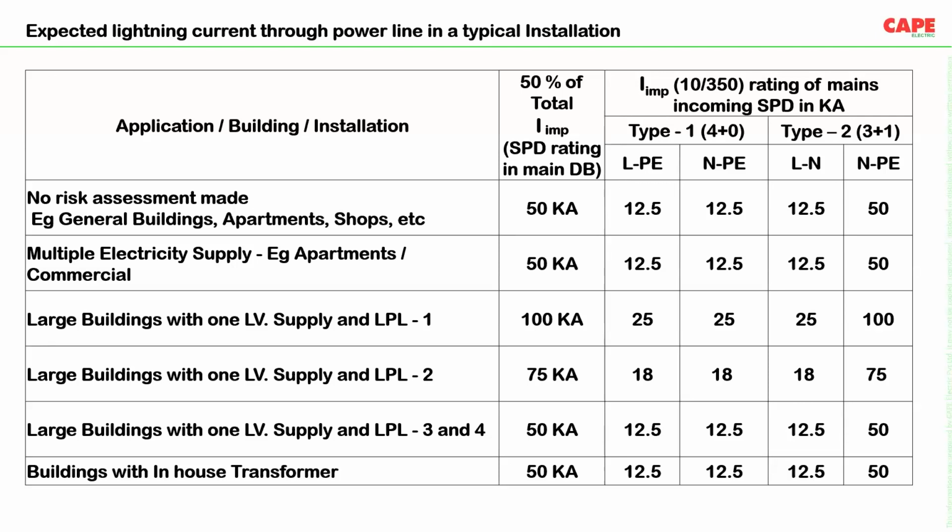Then, buildings which fall under level 3 and 4 will have an expected surge current of 50 kA. So in case of a 4+0 connection, this 50 kA will be divided into 4 parts, and hence each pole must be able to withstand around 12.5 kA. Whereas in case of a 3+1 connection, line to neutral will be around 12.5 kA, whereas neutral to earth, since it has to carry the complete current, would be around 50 kA. So this is how we should select an impulse current for a building, because this was one of the major doubts of a lot of people. A lot of people have shown interest in this particular slide while selecting the SPD.